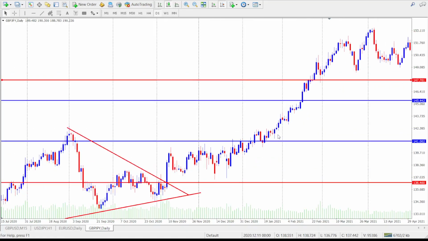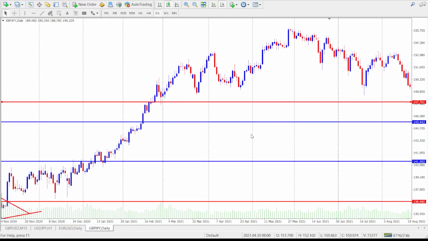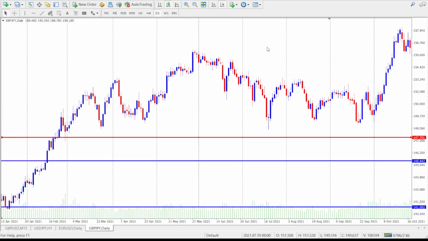Then we also have flags and pennants. Okay, these are continuation patterns that form after a strong price move. Okay, a flag is a rectangular consolidation that slopes against the trend. All right, a rectangular consolidation that slopes against the trend. Let's see if we can find such an example first.